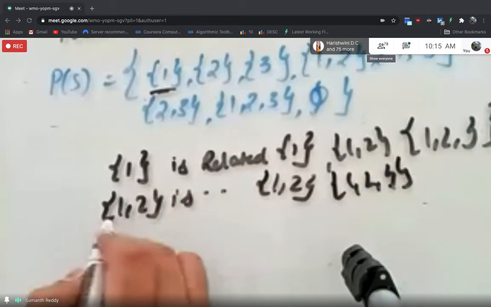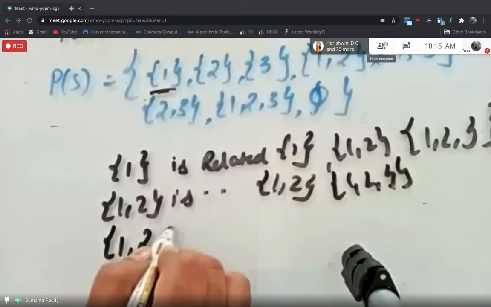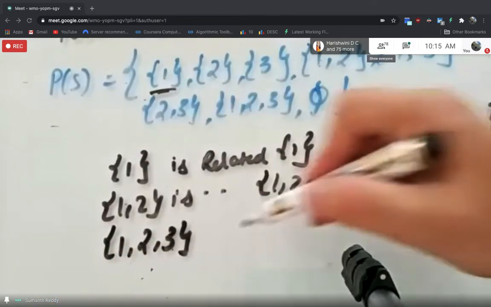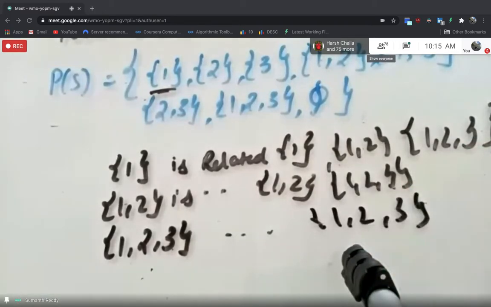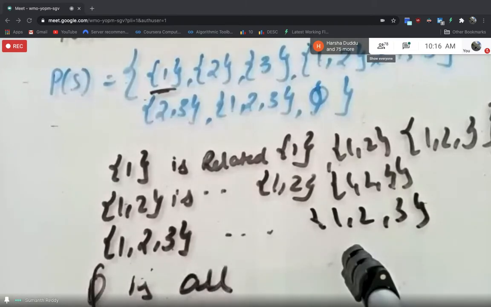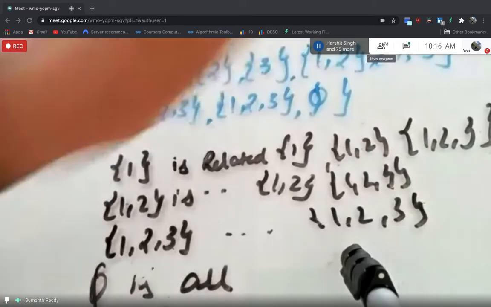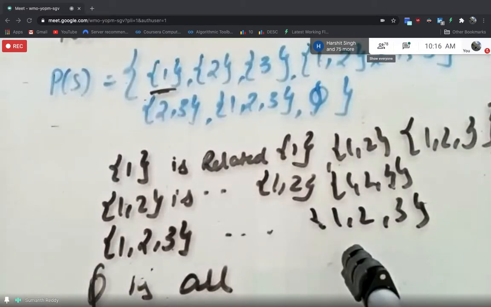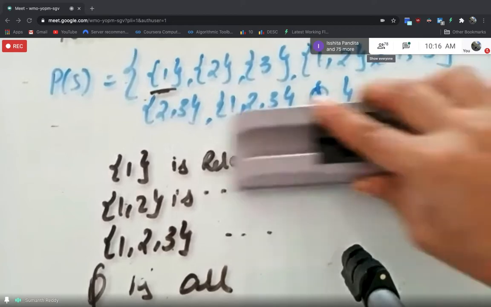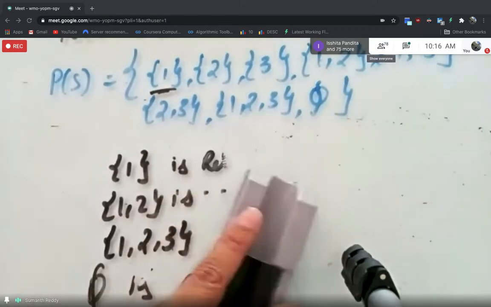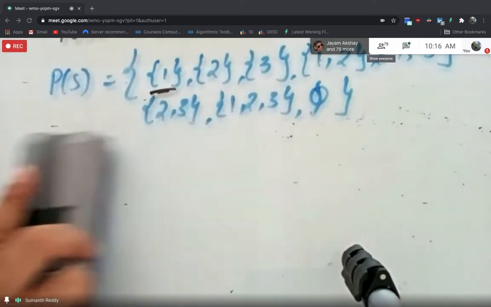And one more example I will give. If you take {1, 2, 3}, it is a subset of only one set, that is itself, {1, 2, 3}. And the null set is a subset of all these subsets. Okay, so I know it's a little bit tricky. I want you to try to write the Hasse diagram for this. If you fail to write, no need to worry, I will explain that again, but you have to make an attempt. So take 3 minutes and try to write the Hasse diagram for this.